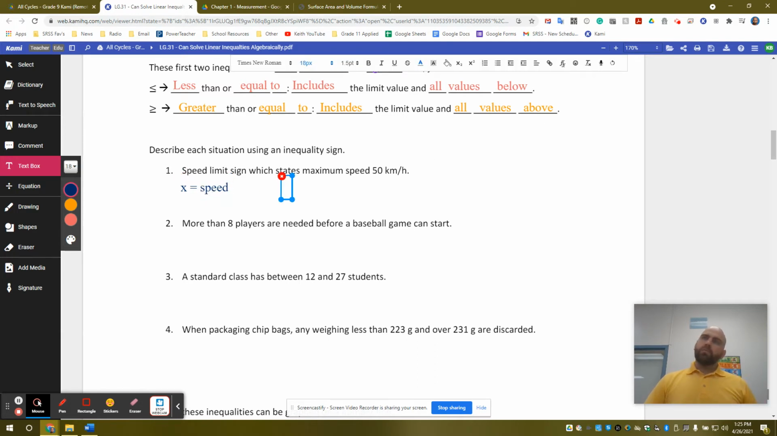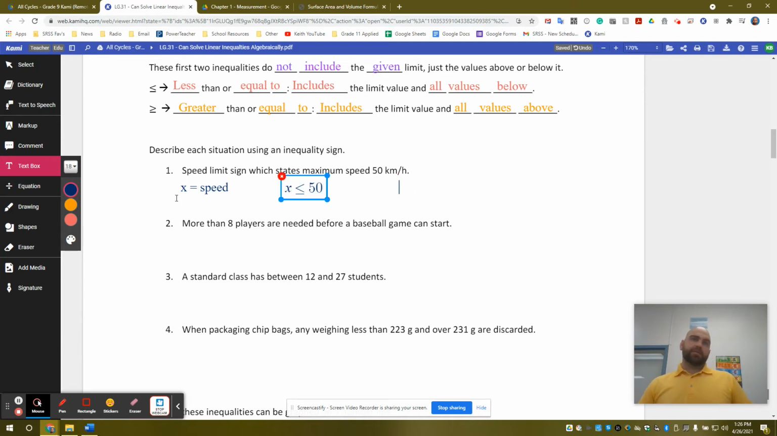Now we're just defining what x is. We're going to do a little bit of that again when we talk about a contextual problem, so if we have context to it, then we should include that. But this tells us here that x has to be less than or equal to 50. And that would be our inequality. X is less than or equal to 50, and x is our speed. So our speed has to be less than or equal to 50.